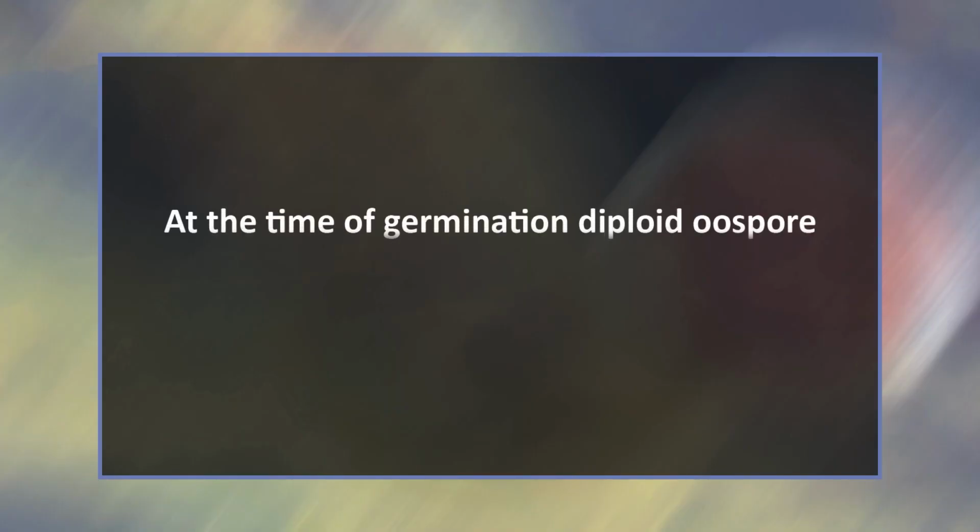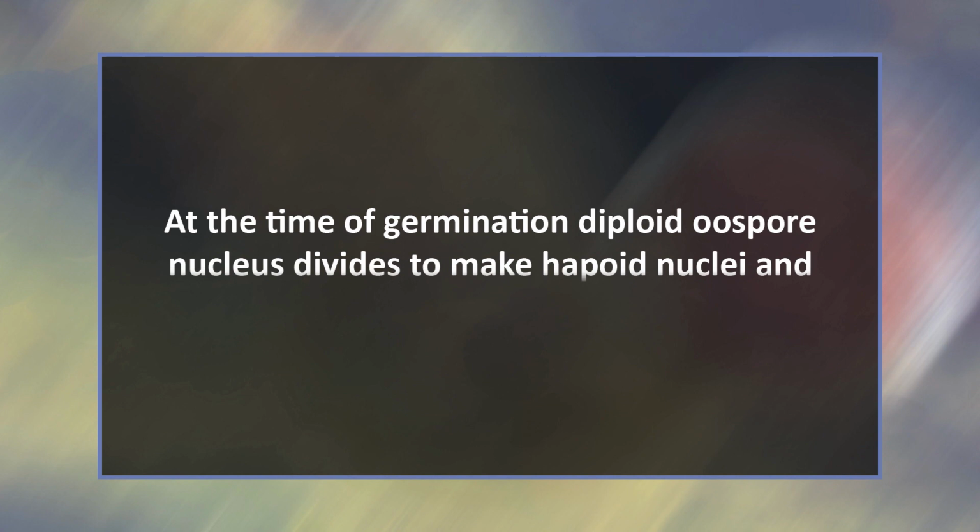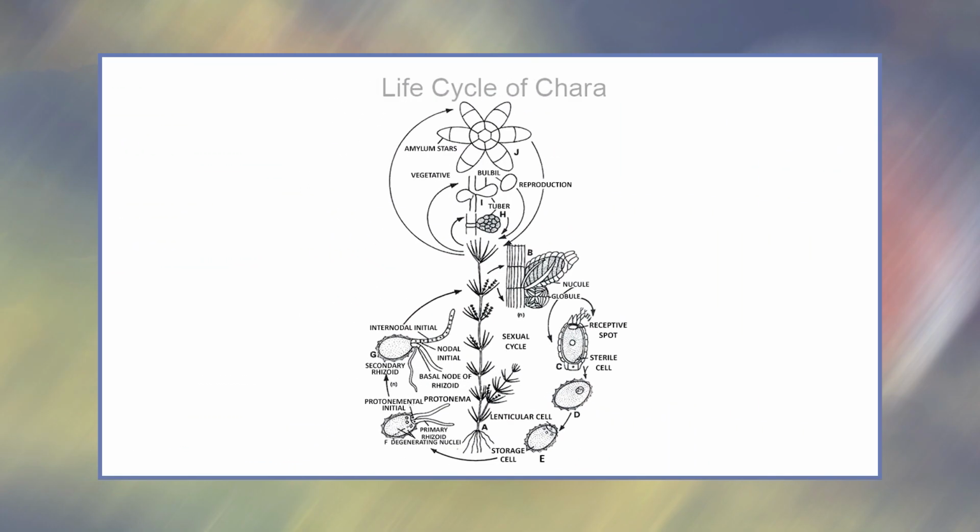After fertilization, a diploid oospore is formed. At the time of germination, the diploid oospore nucleus divides to make haploid nuclei and a haploid Chara plant. Thus, the life cycle of Chara is predominantly of the haplontic type.